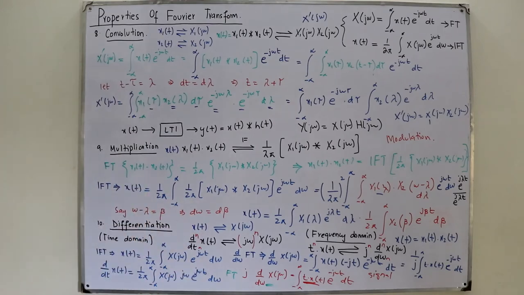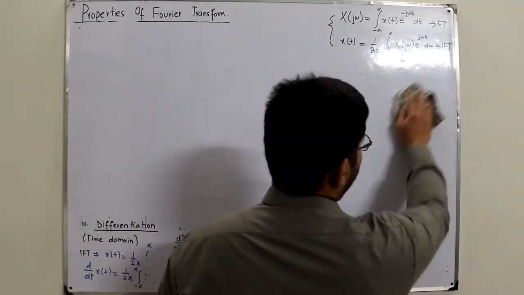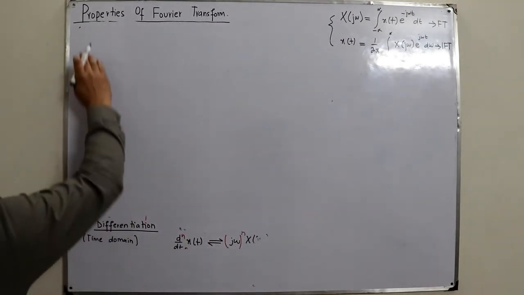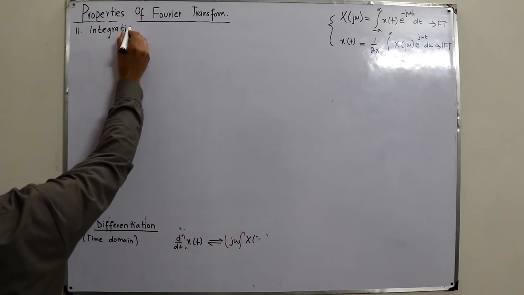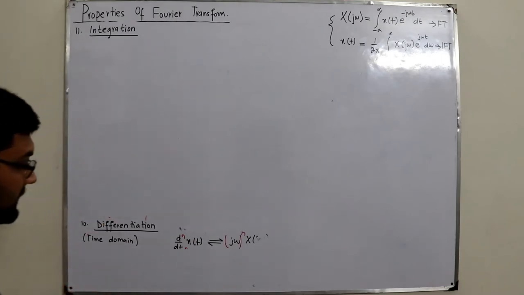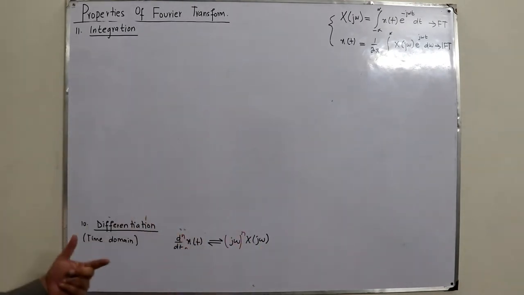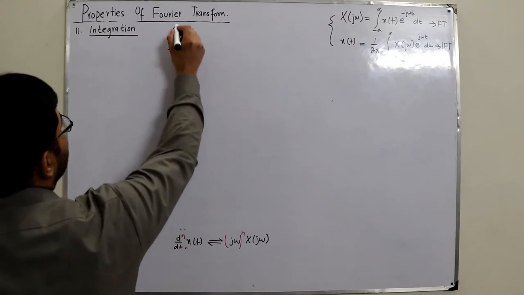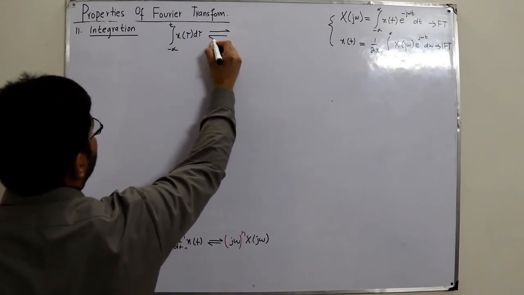Okay, so first let me rub the board. The next property, property number 11, is the integration property. We've seen that if x of t is a signal having the corresponding Fourier transform X of j omega, and if I integrate the signal from negative infinity to t, replacing the independent variable by tau, d tau, what would be the Fourier transform now?